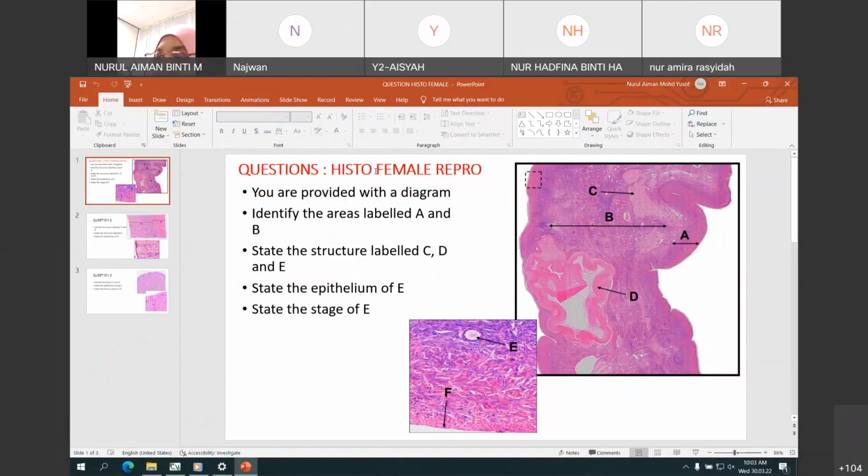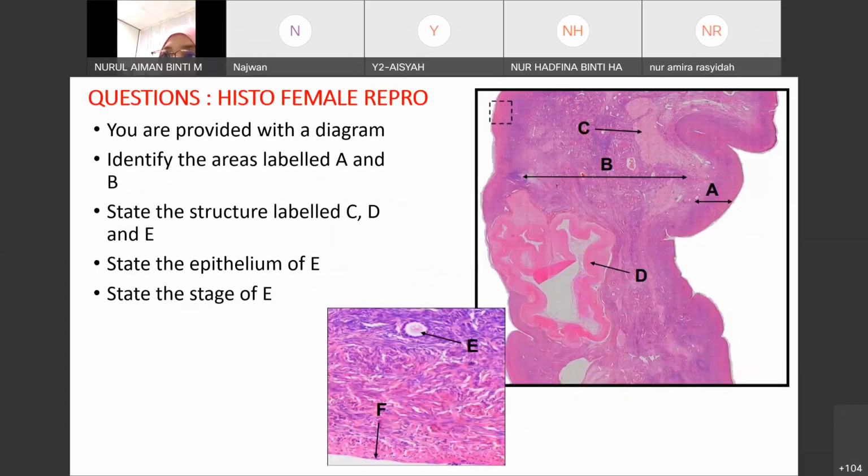Alright, good. Okay, so the first question, you're provided with a diagram. Identify the areas labeled A, B, C, and D. Sorry, A and B. So the areas labeled A and B is this. What is this?